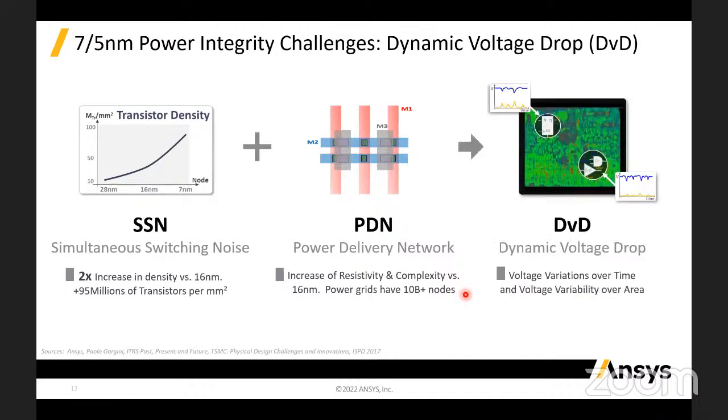These two factors, SSN and PDN complexity, lead to a significant challenge in dynamic voltage drop, or DVD. From a voltage variability perspective, this voltage variation happens over time, as shown in this waveform, and the voltage variation happens in different regions of the chip, as shown in this heat map.